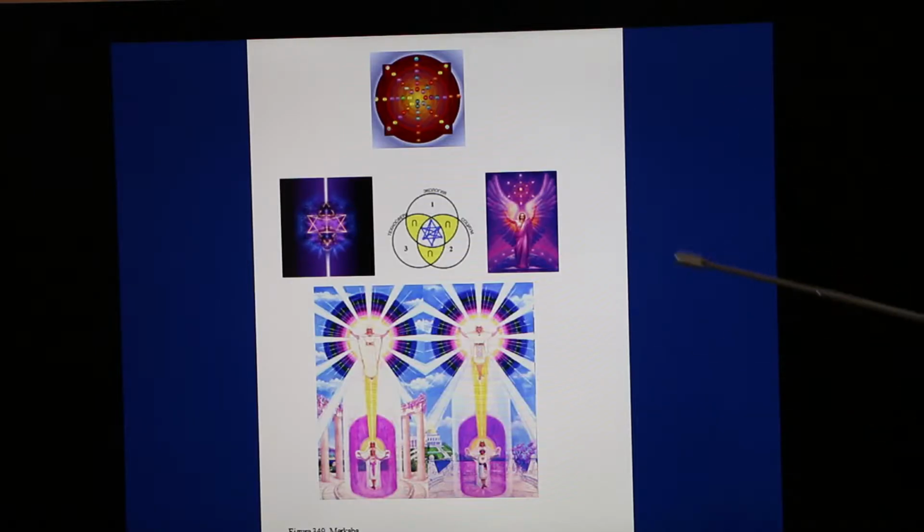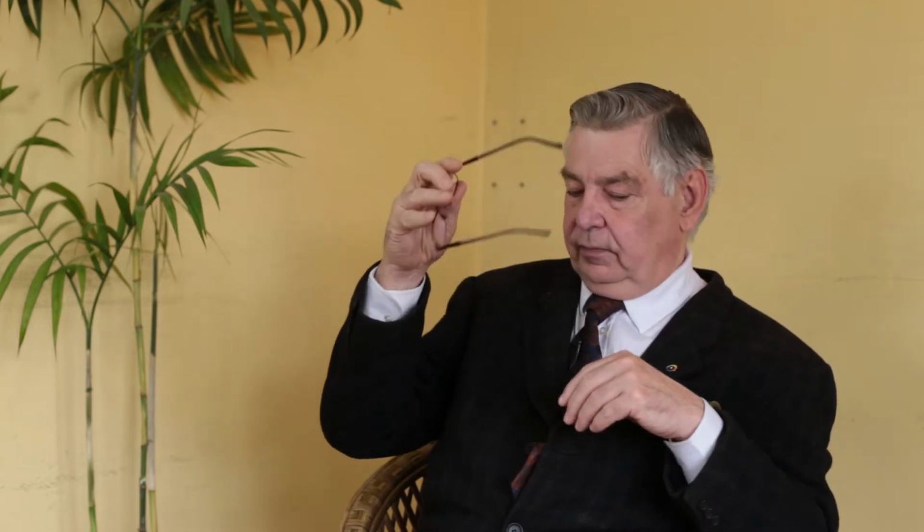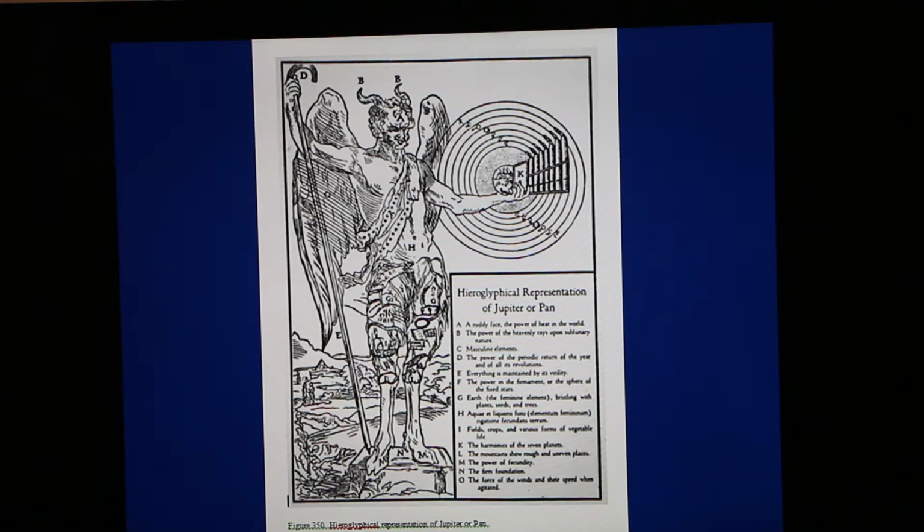And then you get more complex versions of that, so this becomes, well, Technicolor, and you see it that way, and then it becomes linked with enlightenment, and you get it linked with the angels and so on. Now here is a hieroglyphical representation of Jupiter, or Pan. So on the surface it's just a creature with horns. But if you look more closely, each part of the body is now a letter of the alphabet.